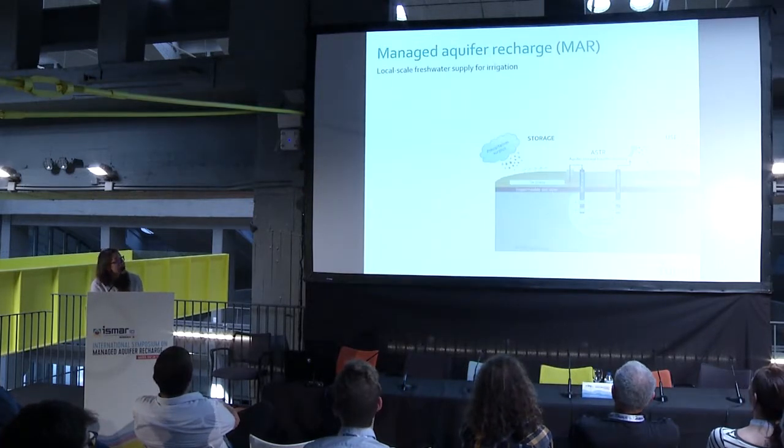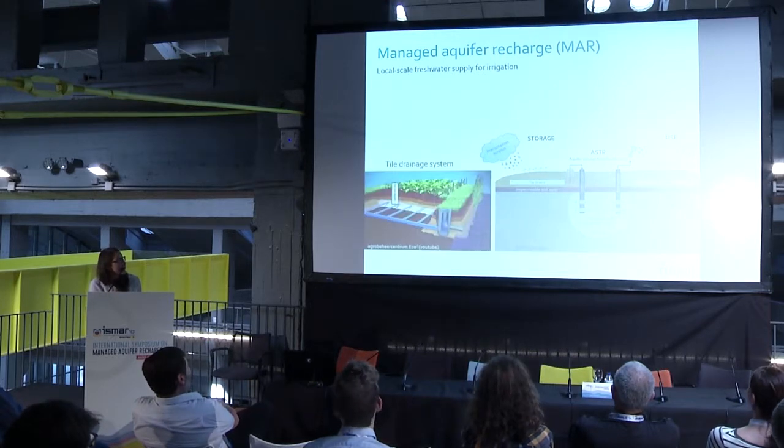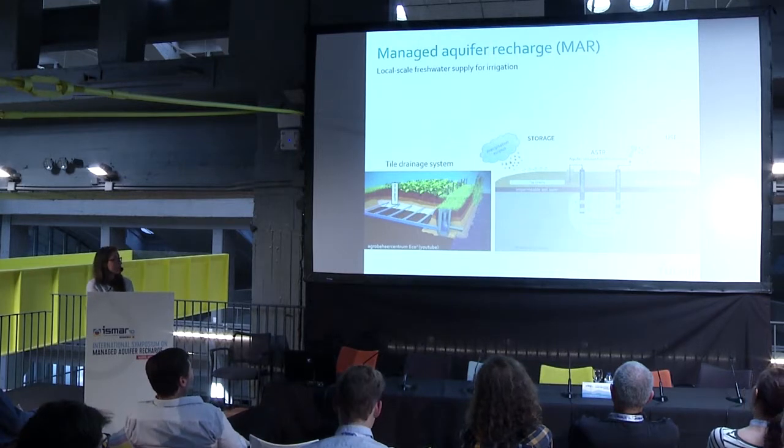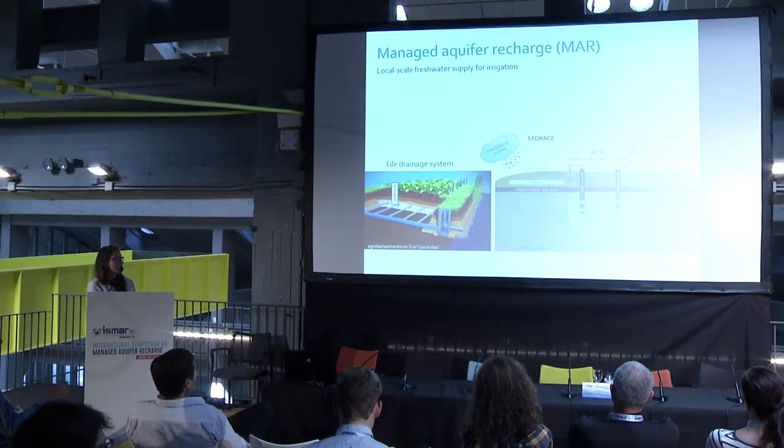And we propose managed aquifer recharge as a local scale freshwater supply for irrigation. We collect the water that comes from precipitation surplus via the tile drainage system. Nearly all the fields in the Netherlands are drained like this. We have drains that lie 70 centimeters or 50 centimeters below the field. The water, as excess rainwater, goes down from the field, and then we collect it from there. Normally it's discharged into the canal, but we collect it and infiltrate it into the MAR system. So we displace the brackish groundwater with our fresh water.